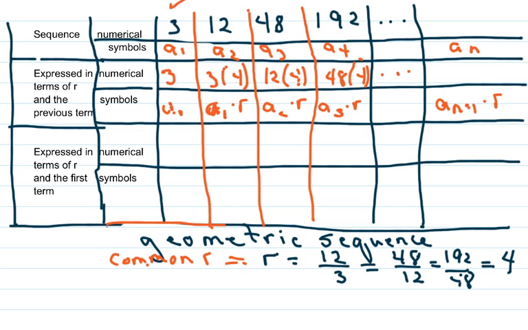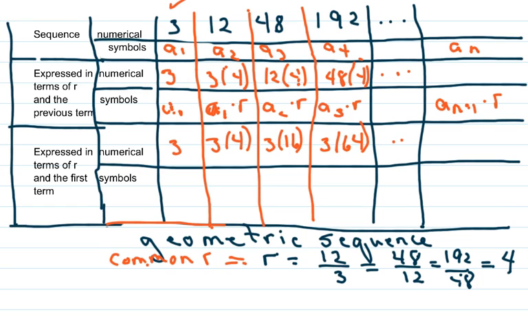Okay, now we want to express it in terms of r and the first term. So we always want to have the first term. So what we have is 3 times 4, 3 times 16, and 3 times 64. So this is in terms of r and the first term.